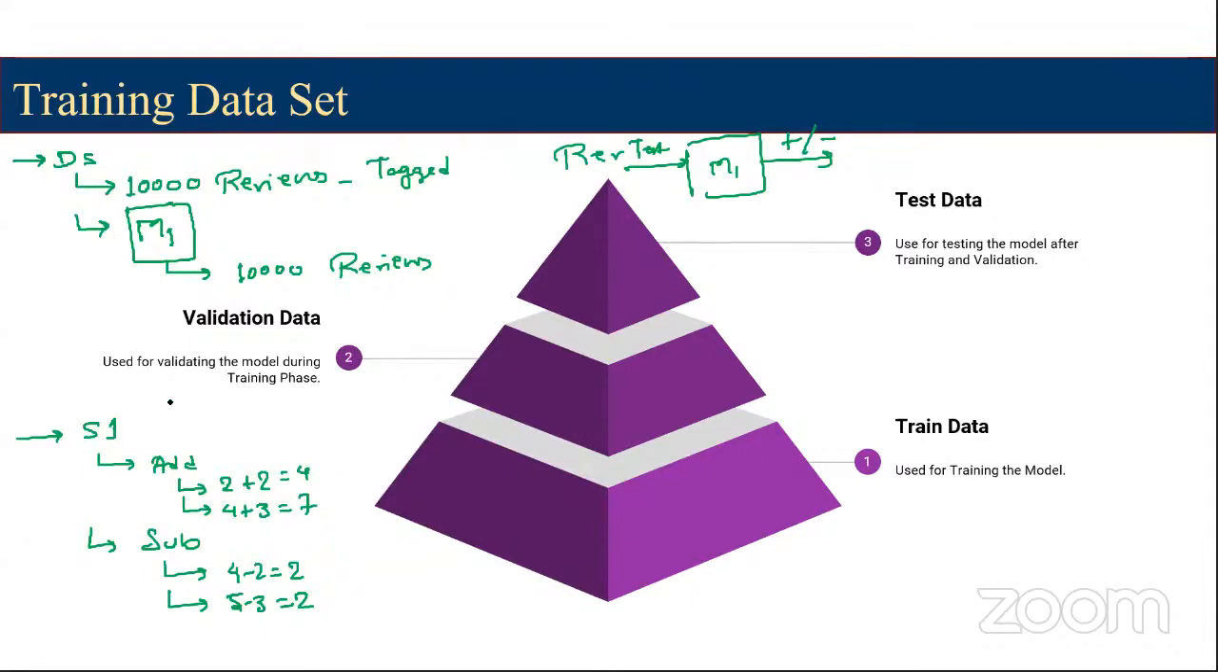Now say when it comes to evaluating whether S1 understood the concept or not, what can we do? The tutor in test phase can give a few examples, like he or she can ask the student, hey, tell me what's 2 plus 2. Now, do you think this is the right way of evaluating?